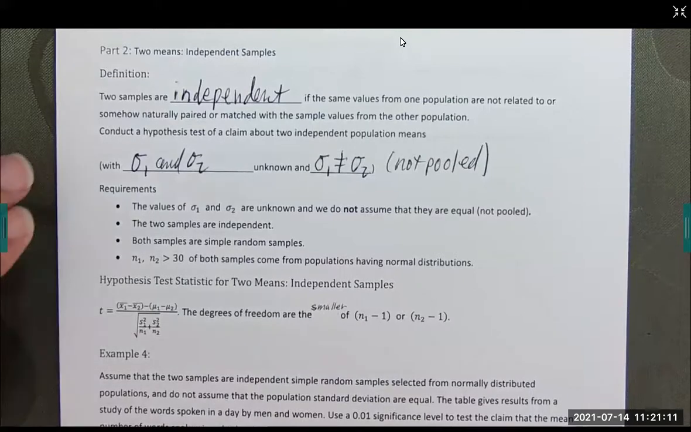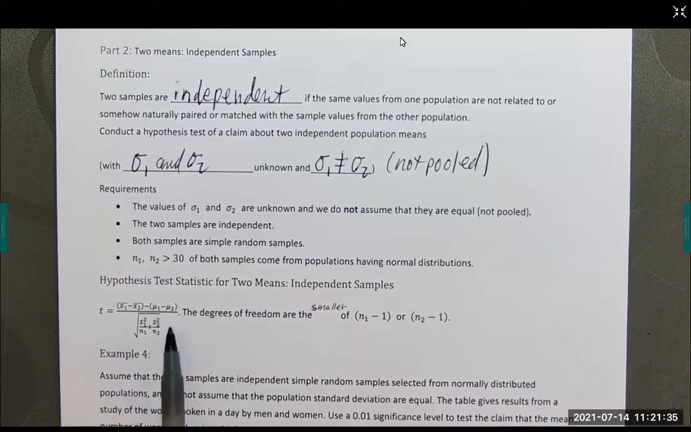And here are some of the requirements. What I just stated: the standard deviations are unknown, and we're assuming that they're not equal or not pooled. The two samples are independent. Both samples are simple random samples, and both sample sizes are larger than 30, unless we know that both populations have a normal distribution. And here's the hypothesis test.